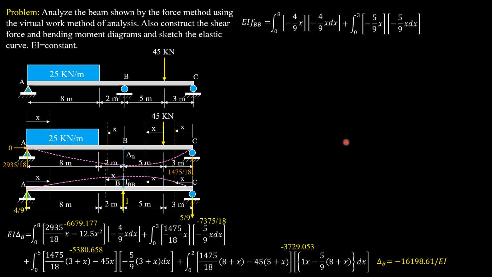For the next section, we have negative 5 over 9 times quantity 3 plus x, limit 0 to 5. Then for the unitless load, the same negative 5 over 9 times 3 plus x.